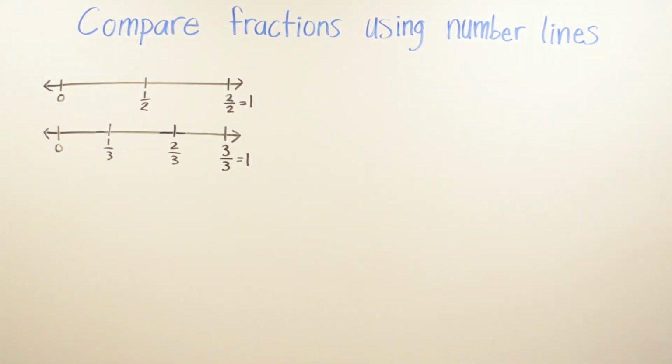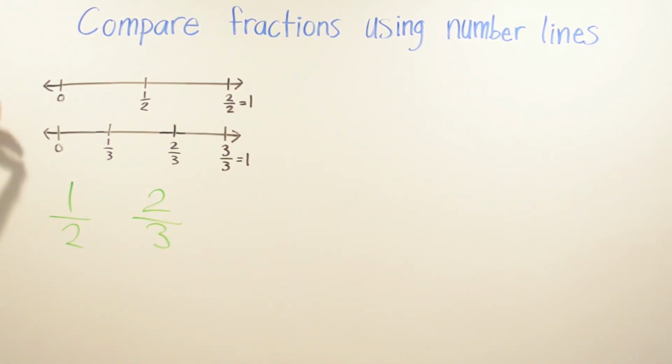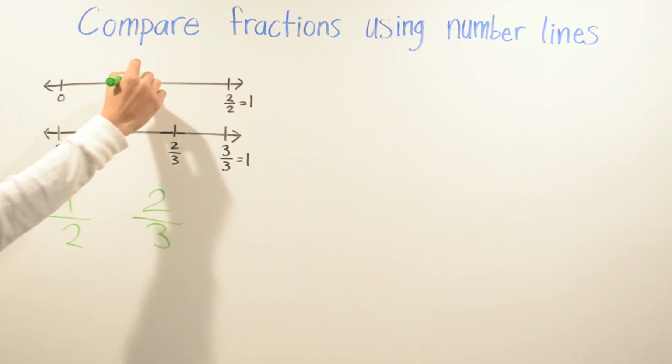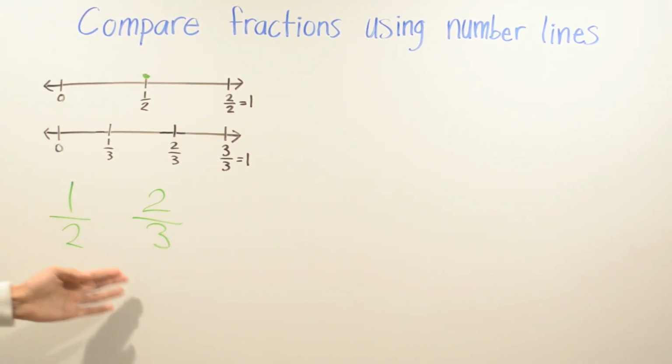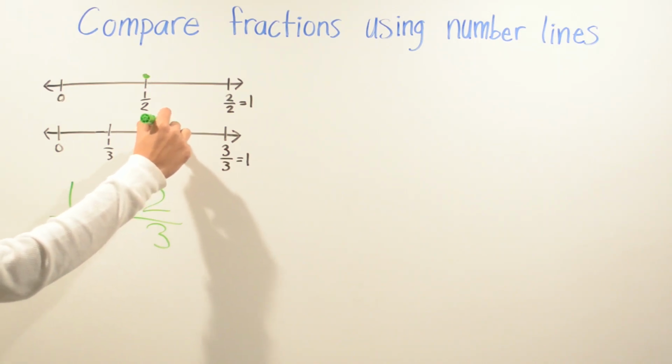For this problem, we have 1/2 and 2/3. So our first fraction is 1/2 and our second fraction is 2/3. So we're going to look for 1/2 in our first number line. 0 and 1/2. Circle it, and we've got to look for our second fraction. So 0, 1/3, and 2/3. Our second fraction is here, so we circle it.